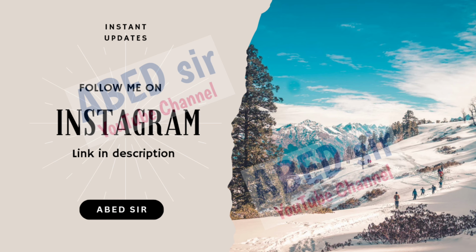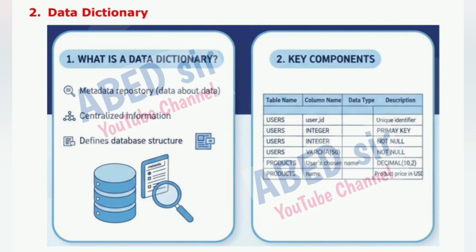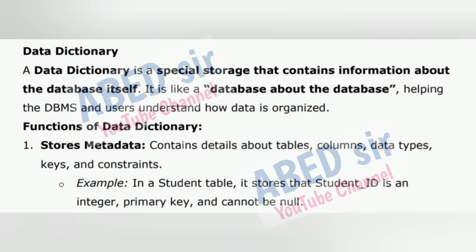Next important short question is 2. Data dictionary. A data dictionary is a special storage that contains information about the database itself. It is like a database about the database, helping the RDBMS and users understand how data is organized. Functions of data dictionary. 1.